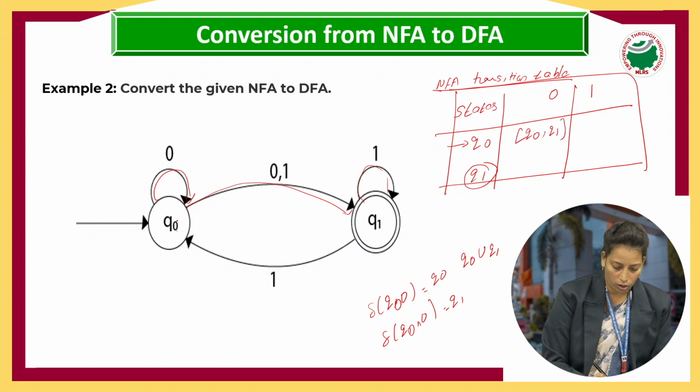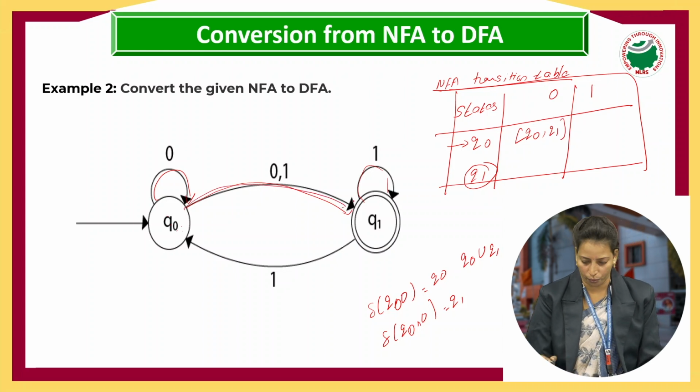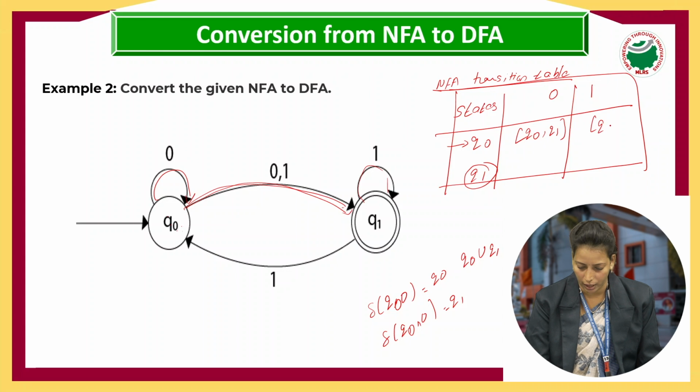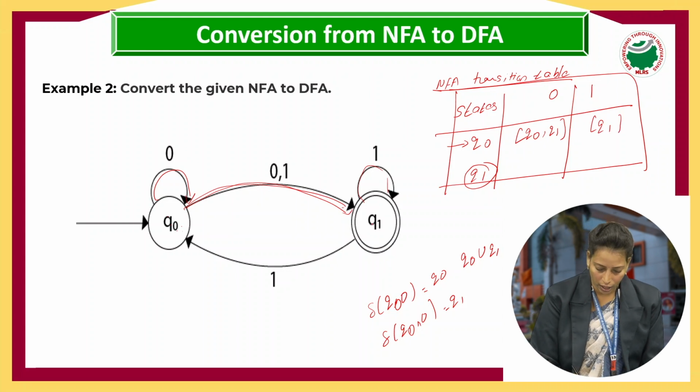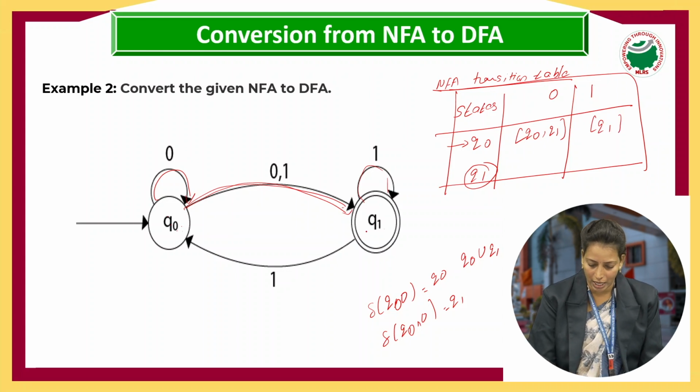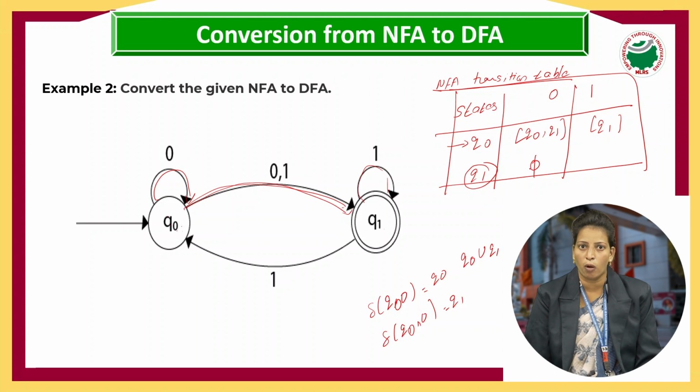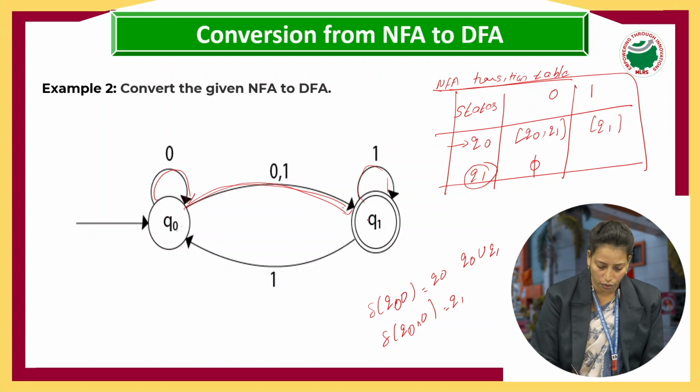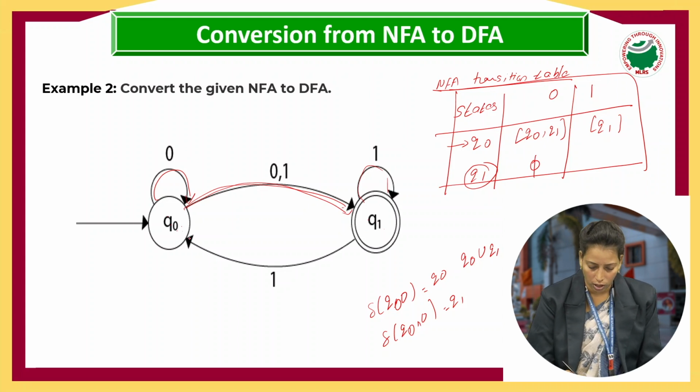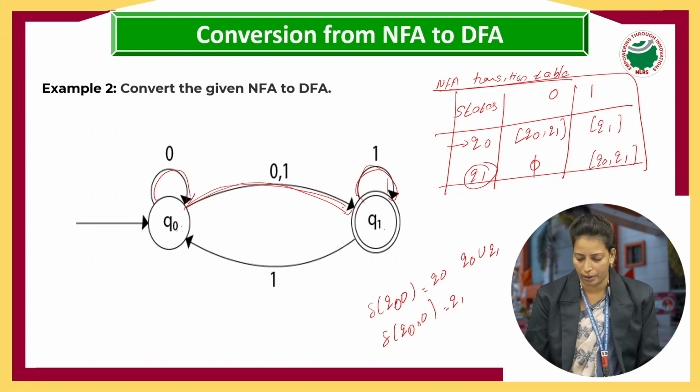Next, Q0 of 1 moves to Q1, right? Next, Q1 of 0 is the null set. There is no move. Okay, right? Next, Q1 of 1 moves to Q1 and also Q0. That means Q0 comma Q1, right? This is the NFA transition table.